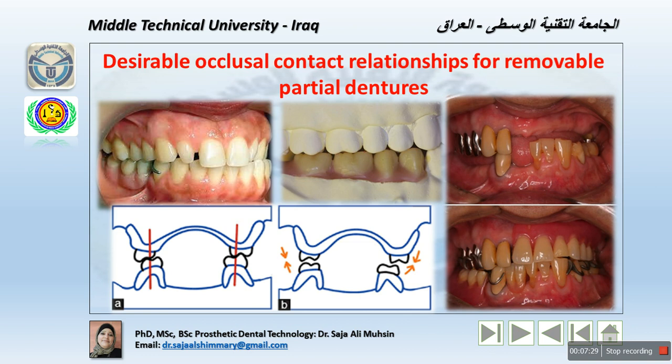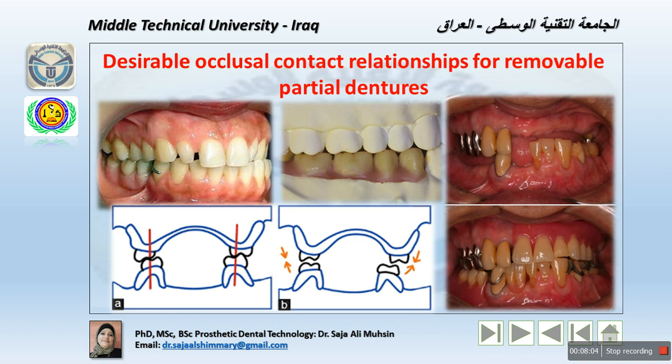Now, with the desirable occlusal contact relationship for removable partial denture, we have many points to highlight. The following occlusal arrangements are recommended to develop a harmonized occlusion relationship among removable partial dentures and to enhance stability of the removable partial denture. Okay? Now, first of all, simultaneous bilateral contact of opposing posterior teeth must occur in centric occlusion.